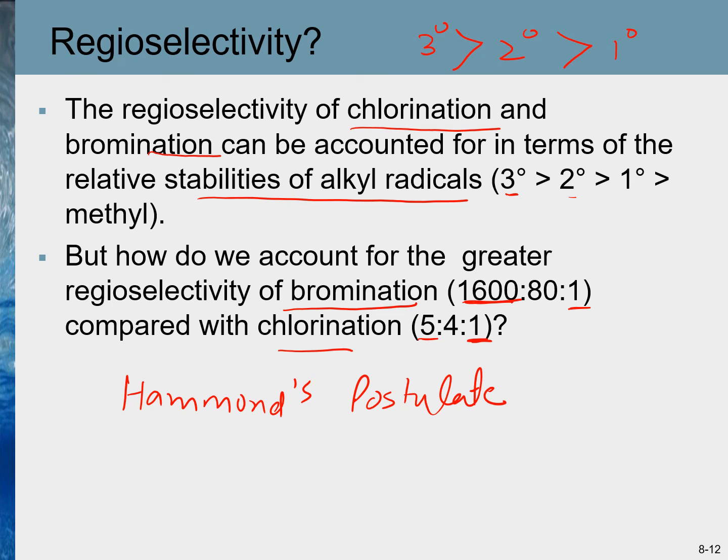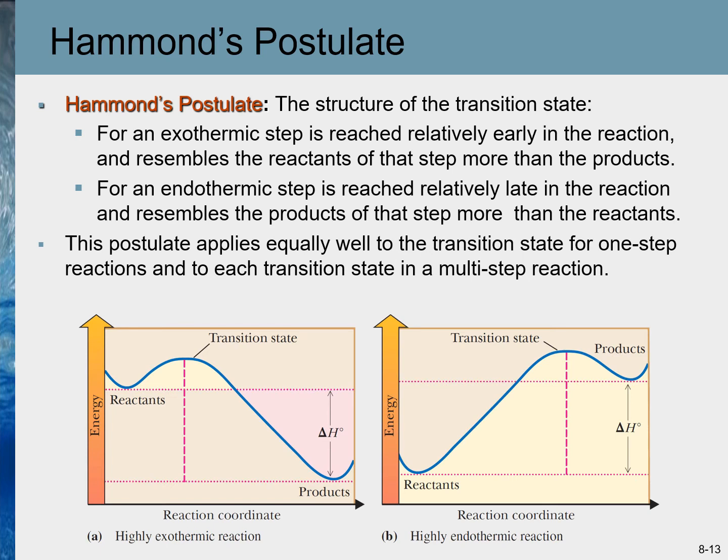It is a refinement of transition state theory proposed by George Hammond in 1955. According to Hammond's postulate, the structure of the transition state for an exothermic reaction step is reached quite early in the reaction. So for example, in this exothermic reaction, the transition state is shown here and this is the reactant.